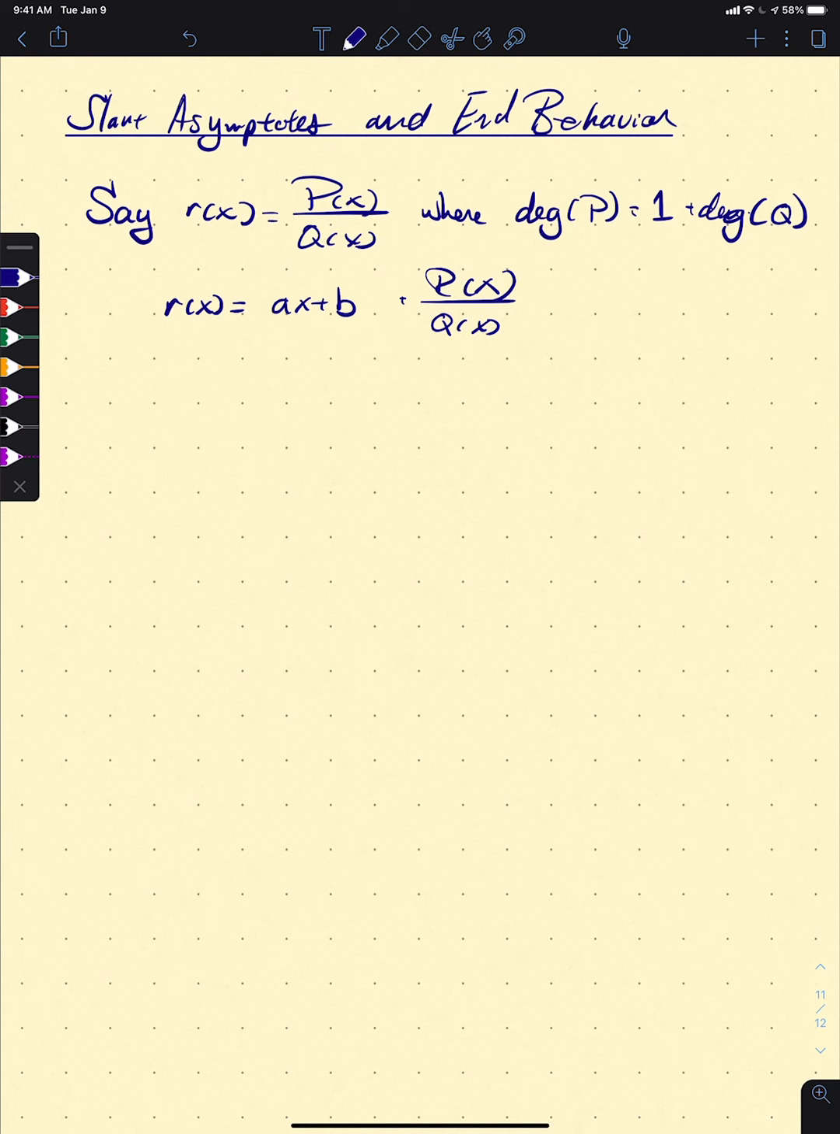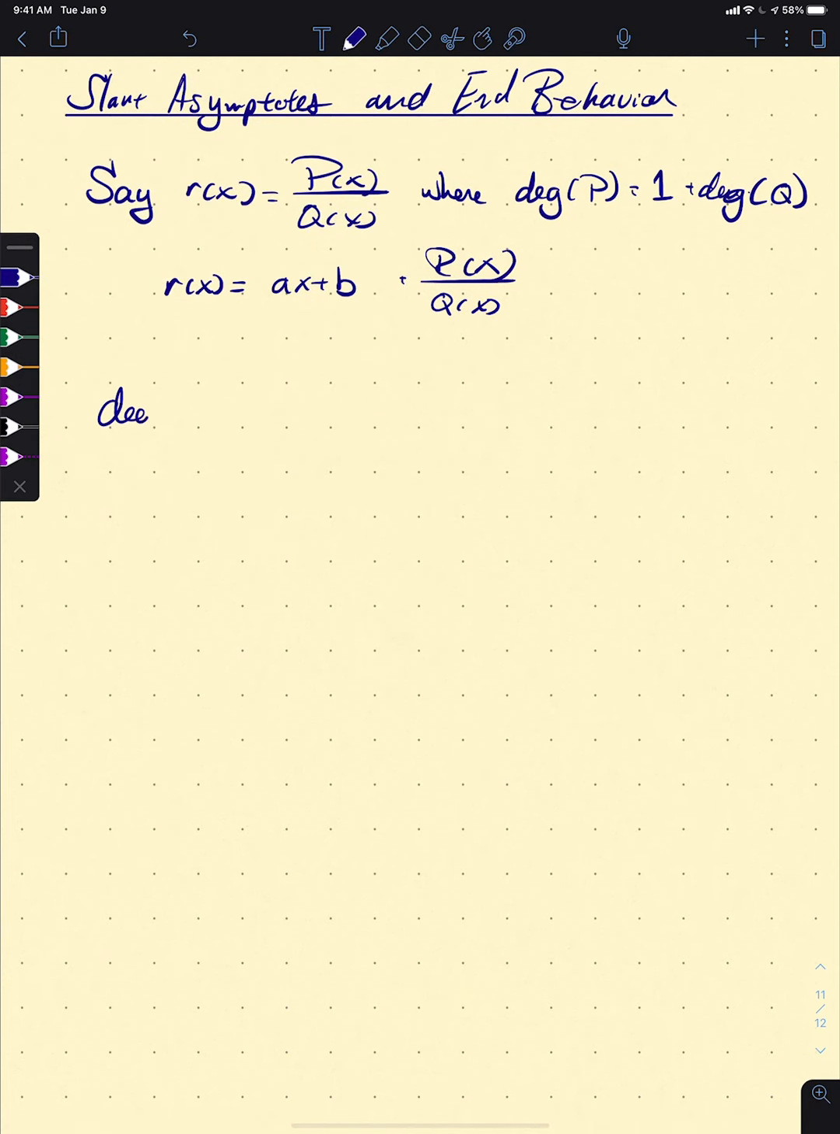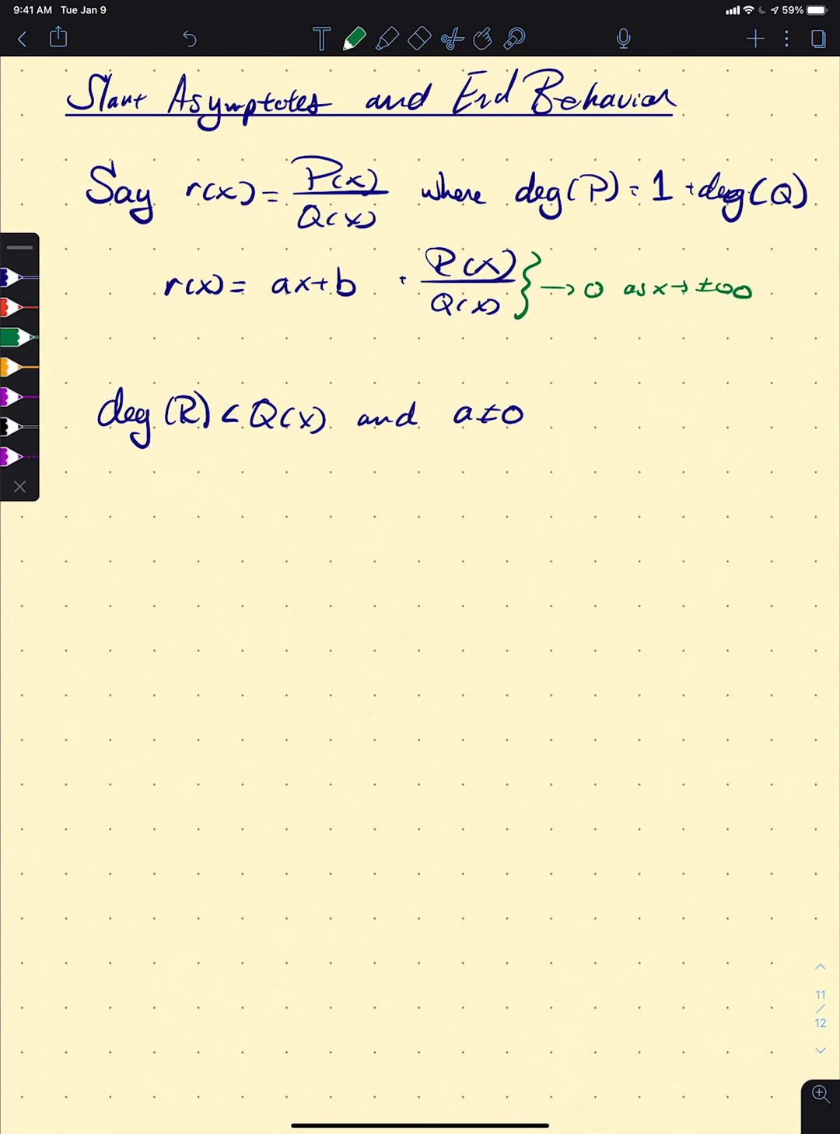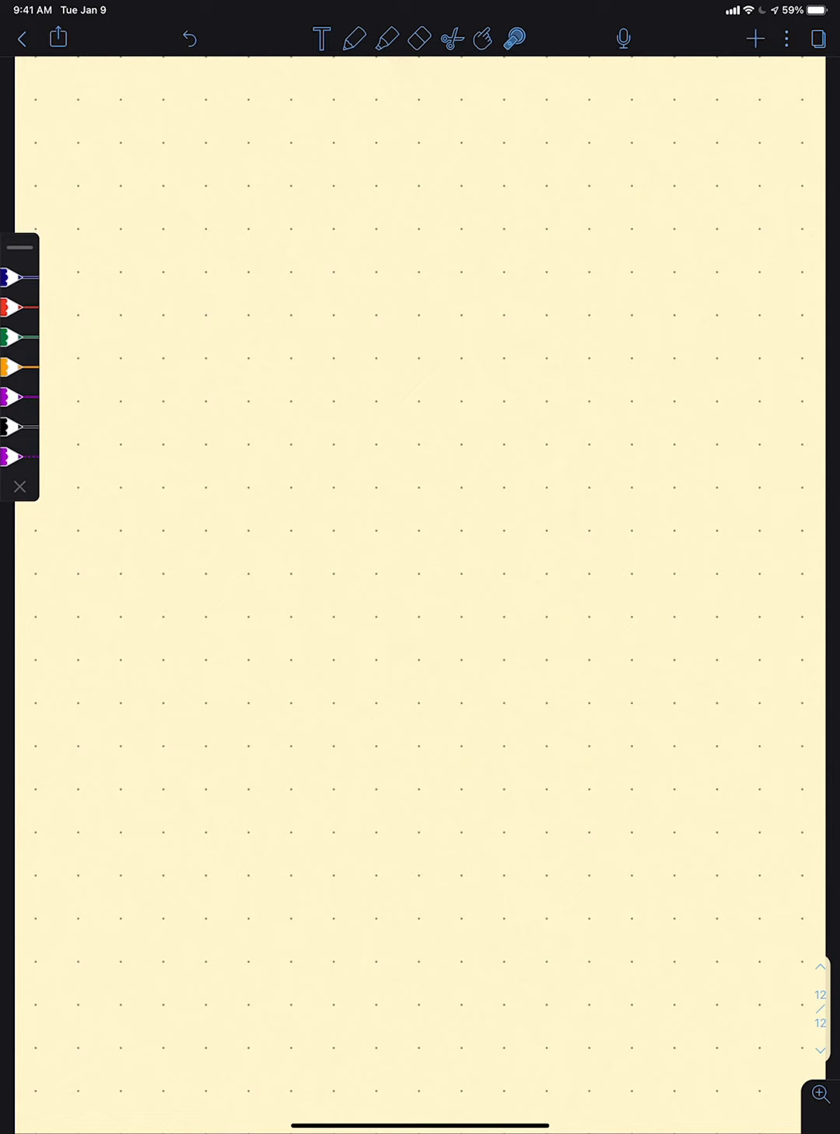And notice this, right? The degree of the remainder, by definition, is less than the degree of q, right? And we need to have that a does not equal 0. So because my degree of the remainder has to be less than the degree of q, this term goes to 0 as x goes to plus or minus infinity, which means that my function is actually going to approach a line. So let's do an example of this, okay?